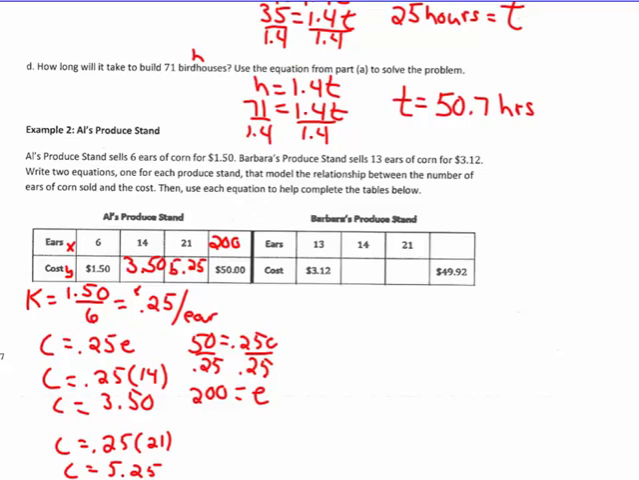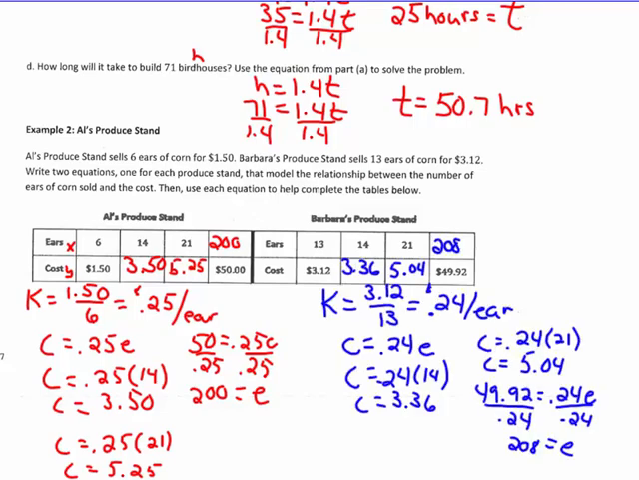So what I want you to do is try to do the same thing with Barbara's. Pause the video, try it on your own, and then come back and check your answers. All right, so if you did Barbara's, it ends up being you have a unit rate k of 0.24, so 24 cents per ear. And then I used my equation 3 different times to help me fill in the chart. So it turns out that 14 ears is $3.36, 21 ears is $5.04, and for $49.92 you get 208 ears.